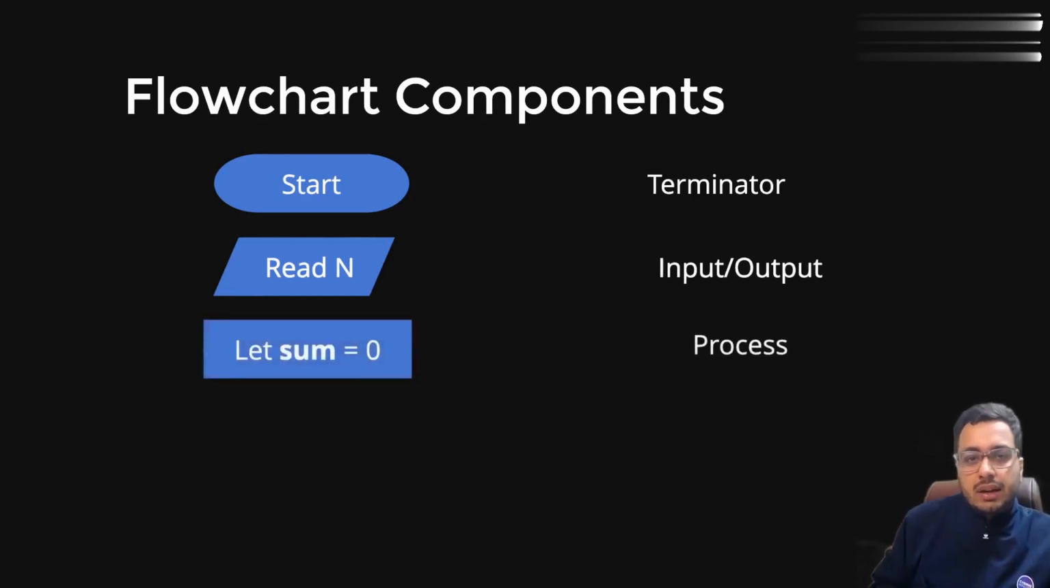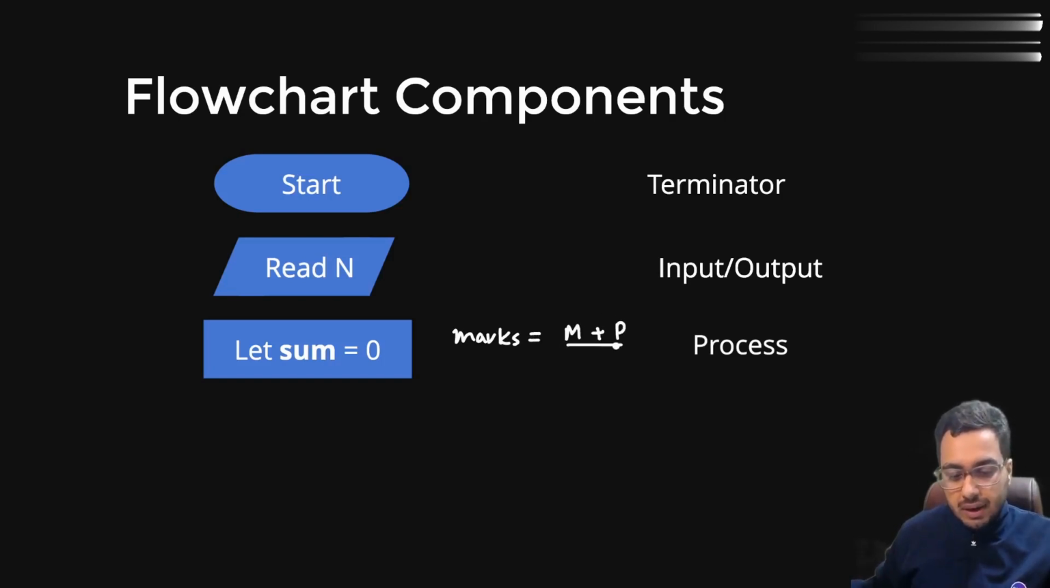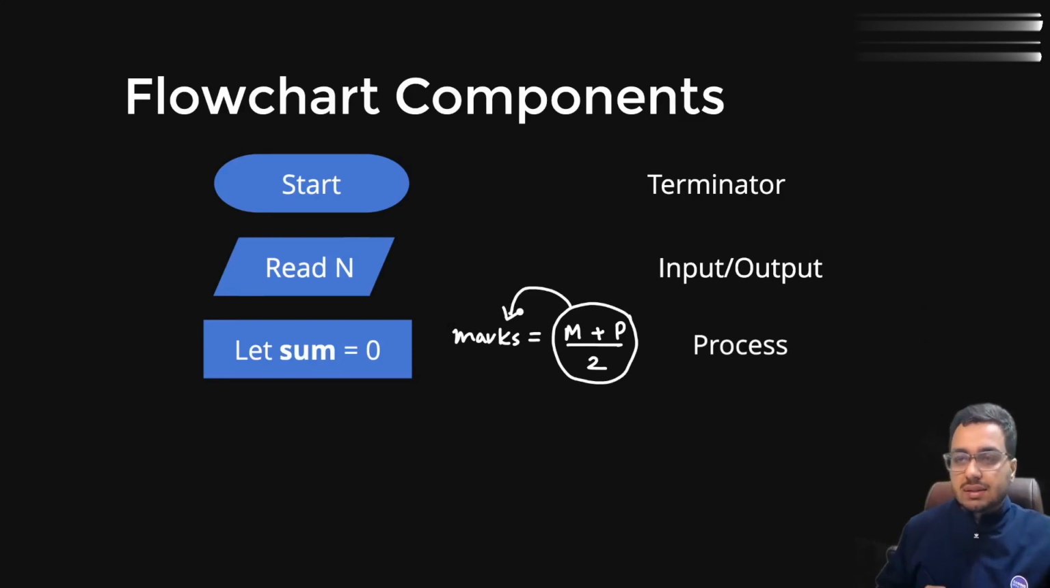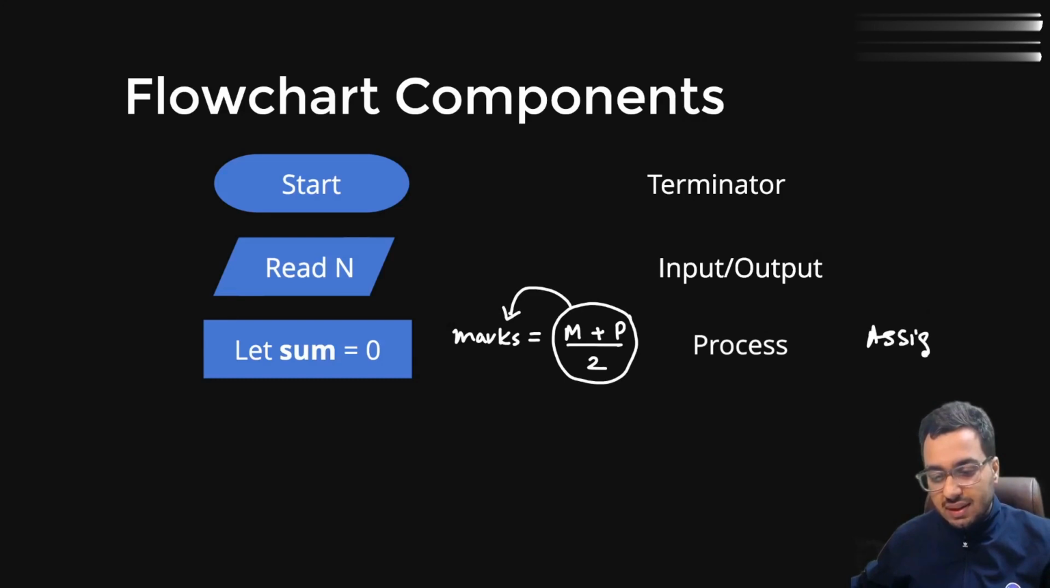The next component is a rectangle that is used anywhere you have to process some data. For example, you want to say that the marks of a particular student will be the average of marks in maths plus physics divided by 2. So this is a kind of processing. You're calculating this value and putting it inside a bucket called marks. This is known as an assignment statement.